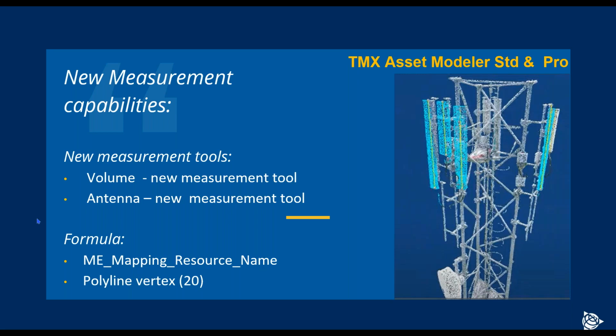More capabilities on formulas and attributing of the features. So now the mapping resource name can be saved as an attribute for extracted features, which gives you an understanding of what resource has been used to extract a certain feature. And also for linear features, for the polylines, now we have an option to save up to 20 vertices as an attribute. That means that if you have some important points, if your linear feature has curves or any intersection, you can save the coordinates x, y, z of this vertex you are picking out of the point cloud. The next one, please.